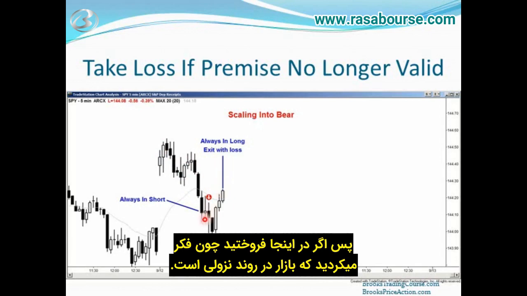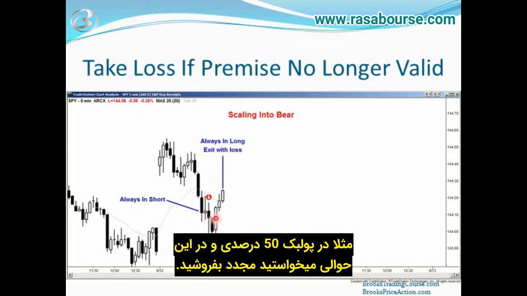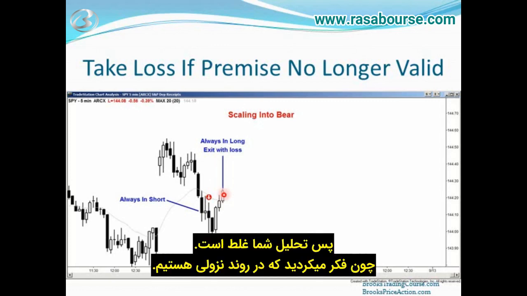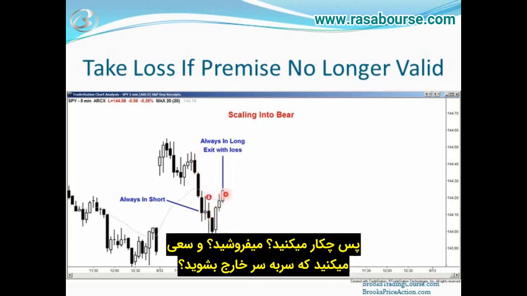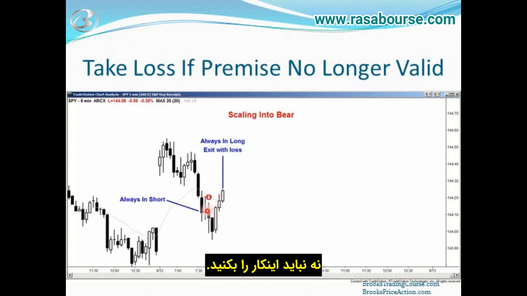So if you shorted here and your premise was that the market's in a bear trend and that you were going to scale in higher, maybe 50% pullback somewhere up in here, by the close of this bar, you'd have to conclude the market is always in long. So your original premise is wrong. You thought that you were in a bear trend, and now the market is always in long. So what do you do? Do you scale in and hope to get out, break even on the entire position, maybe exiting somewhere in the middle of your 2 prices? No, that's not what you do.